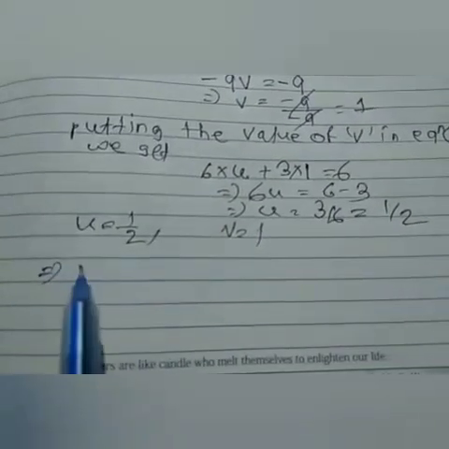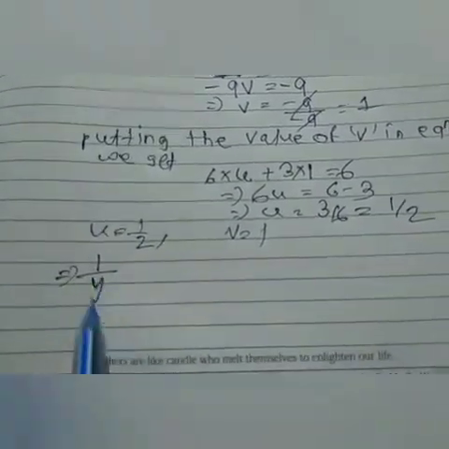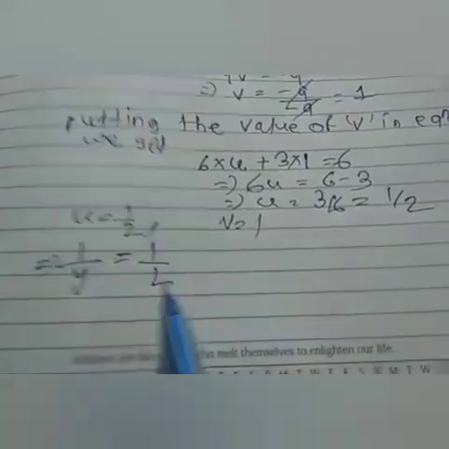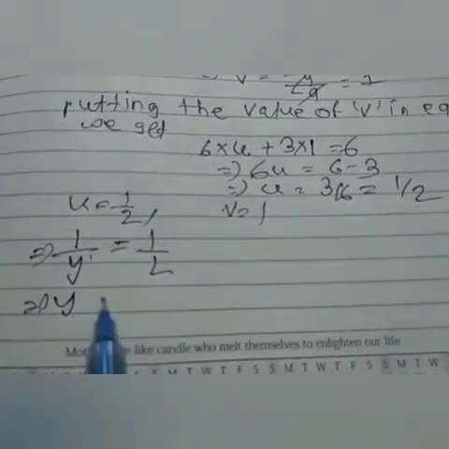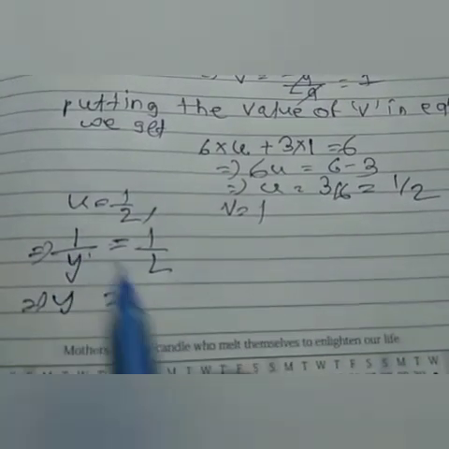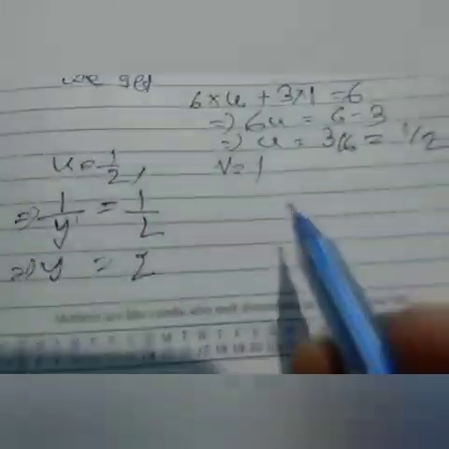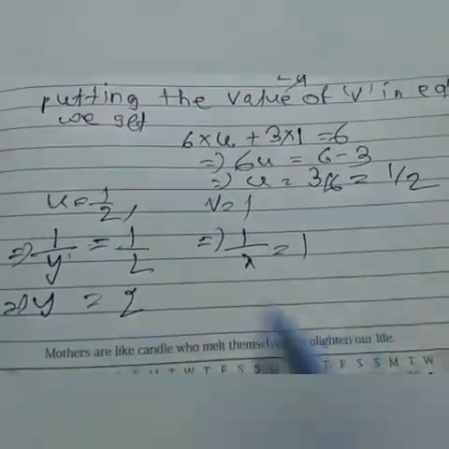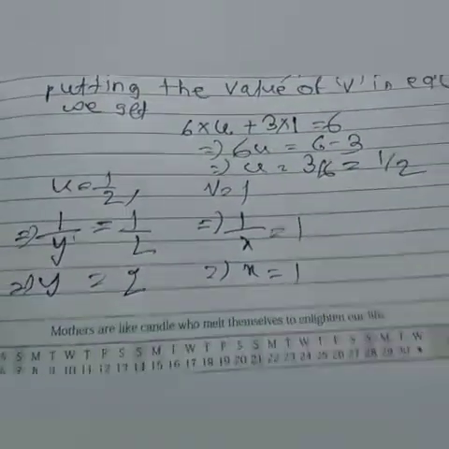So in the place of u, we can put 1 by y, because we took 1 by y as u, equal to 1 by 2. y equals the reciprocal, we get 2. And v equals 1 means 1 by x equals 1, x is also 1. Okay.